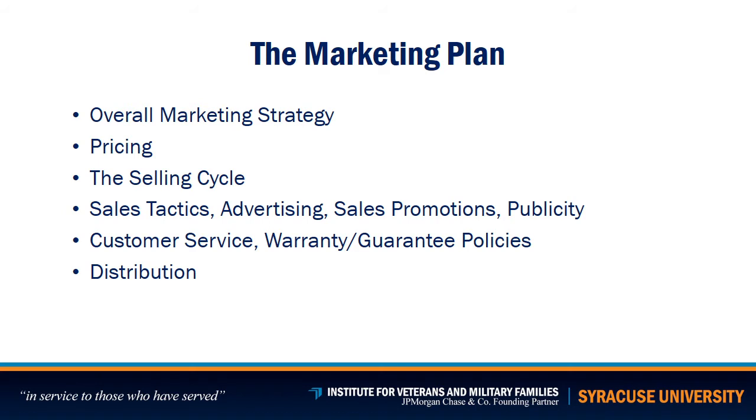Here are the broad sections of your marketing plan. First, of course, you're going to outline your overall strategy. Then you get into pricing, and talk a little bit about the selling cycle. Then you're going to talk about specifically, tactically, how you sell, and talk about your advertising, your promotions, your publicity. Warranty, guarantee, that's not a big deal. If you have a policy, you just state it. And then distribution. Of these, the things that are really important are pricing, your sales tactics, and your distribution. And we're going to get into all of those in a couple seconds here.